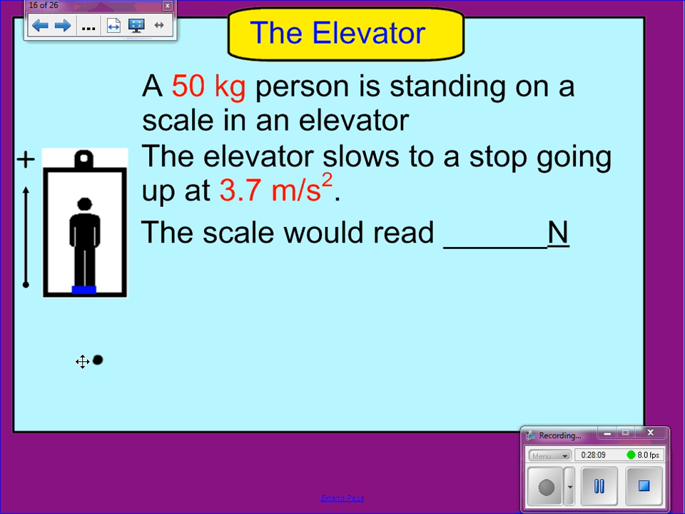I've got my force gravity is definitely pointing down. That always is true. Now, the elevator is slowing to a stop, going up. So going up means my velocity is positive. But I'm coming to a stop, or I'm slowing down, which means my acceleration must be then negative. Okay, remember, the same direction that acceleration goes is the same direction that force net goes. So my force net, since acceleration is negative or down, my force net needs to be down.